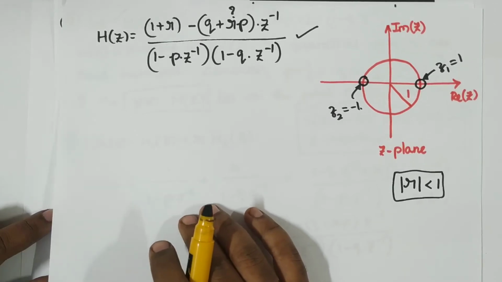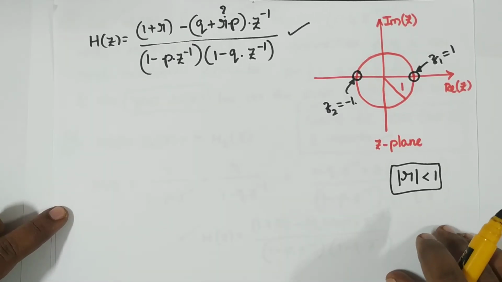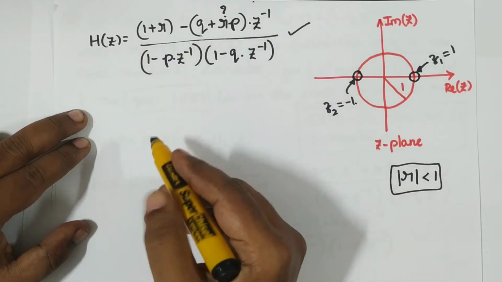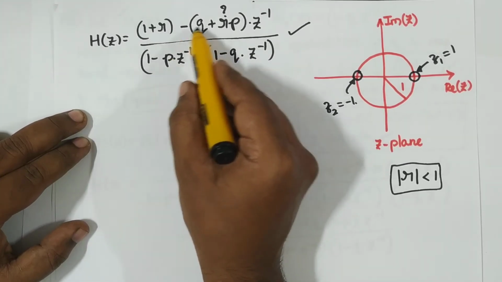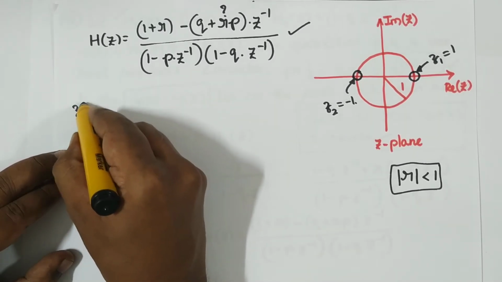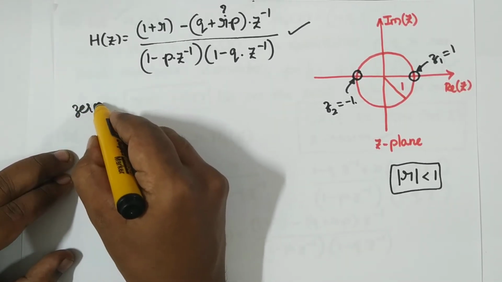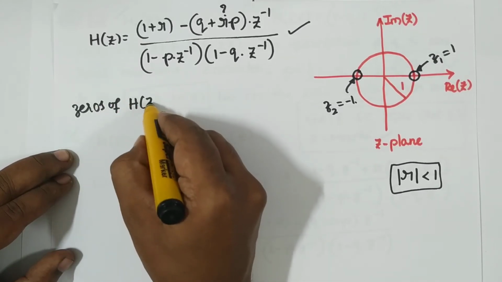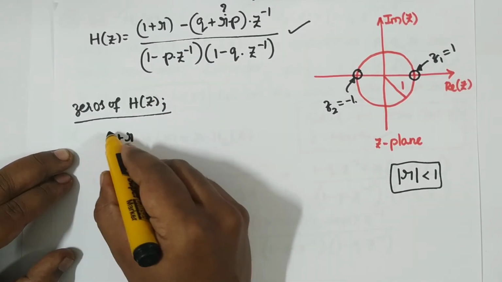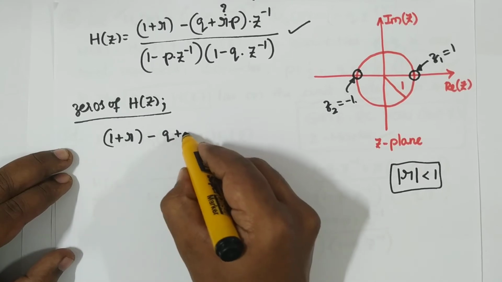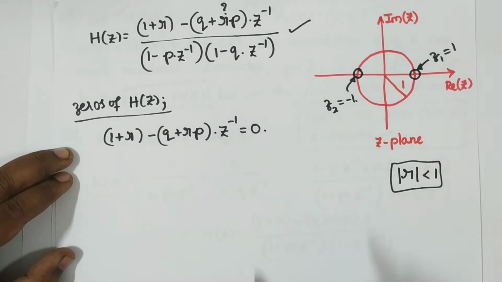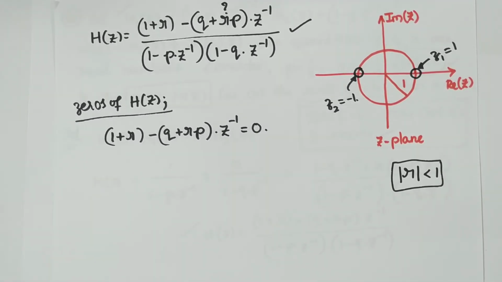And see, it is as follows. Now this is our obtained H of z. From this obtained H of z, how do we find zeros? Just put the numerator equal to 0. If you put the numerator equal to 0, you will get the zeros of H of z. So I want to find the zeros of H of z. Let me put the numerator, 1 plus r minus (q plus rp) multiplied by z power minus 1, equal to 0.